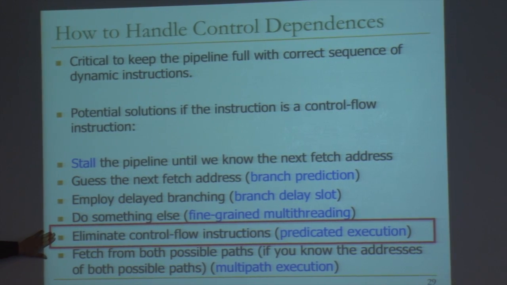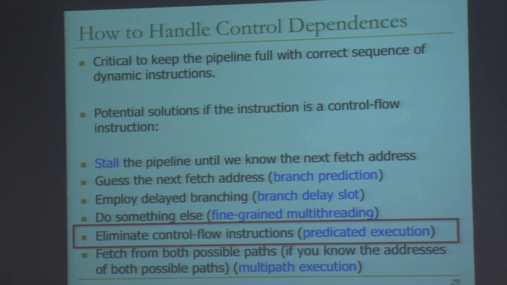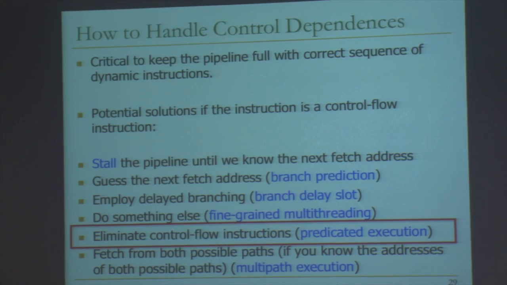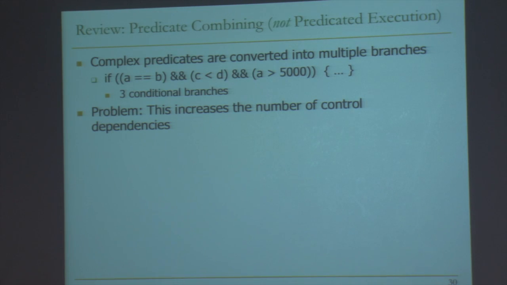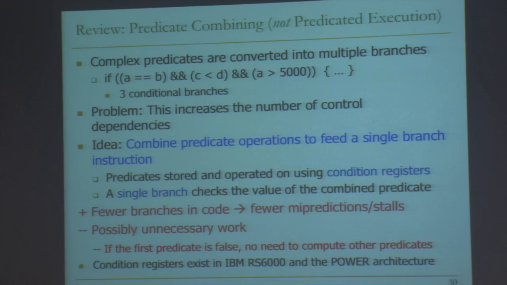So we're going to look at one solution, which I think is promising, especially when you combine it with branch prediction. And we'll take a look at how to combine it with branch prediction. This is eliminating control flow instructions. And this is one way of eliminating control flow instructions that we looked at, predicate combining. And compilers do that today. And maybe you do that in your code today. So I'm not going to cover this again.